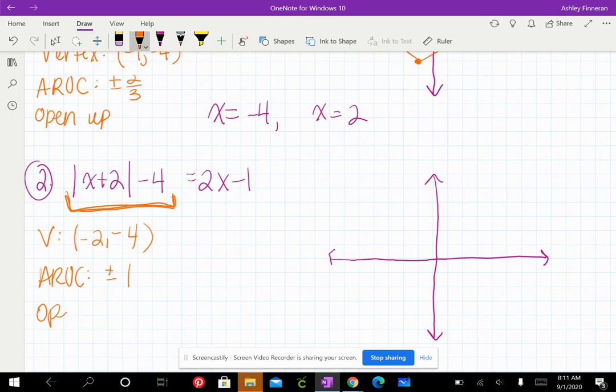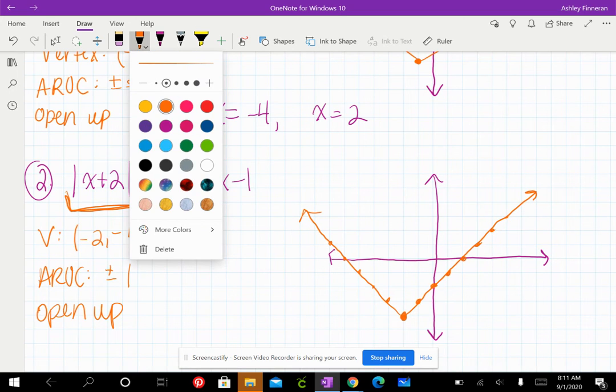And then I know it's going to open up because A is positive. So -2, 1, 2, 3, 4. And then open up because A is positive. Now, if you have a straight edge, you might not have to put as many dots, but it is a lot easier for me to connect the dots than any other way of graphing.